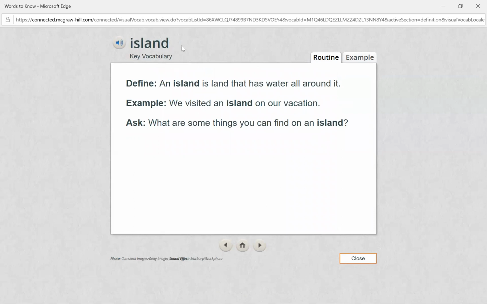Now this is a funny word. It has the word is and it has the word land, but it's not island. Do you remember what word that is? It's island.